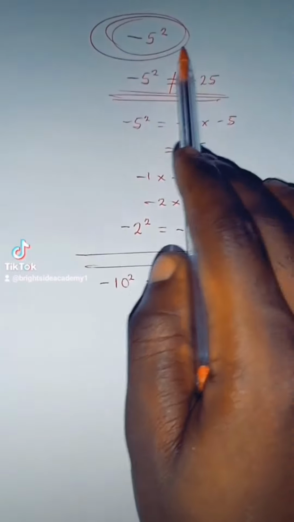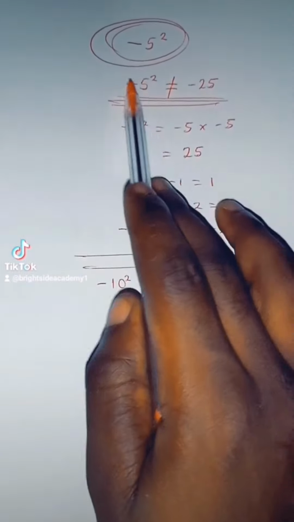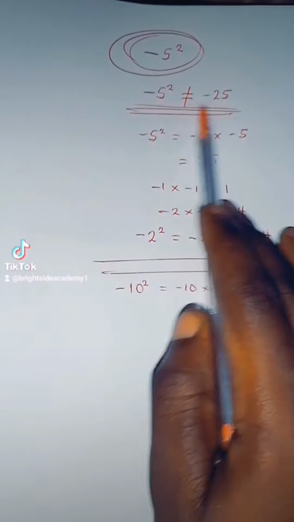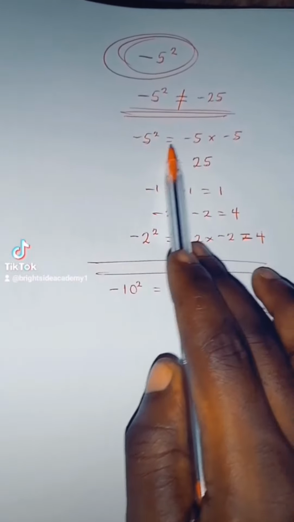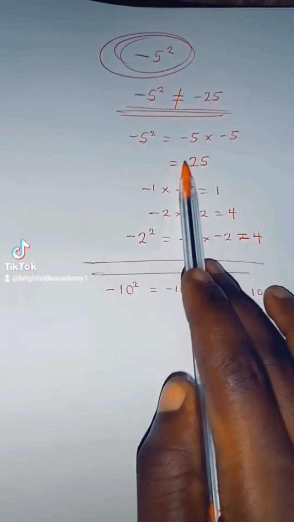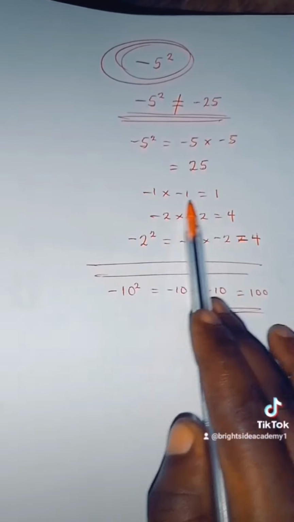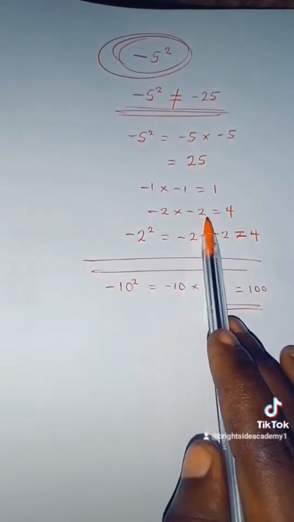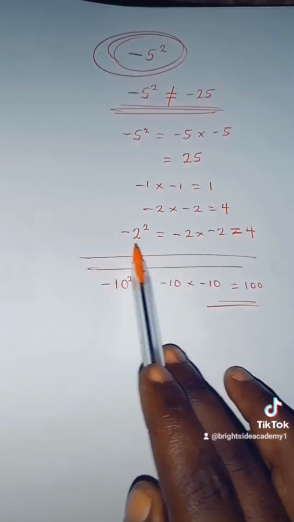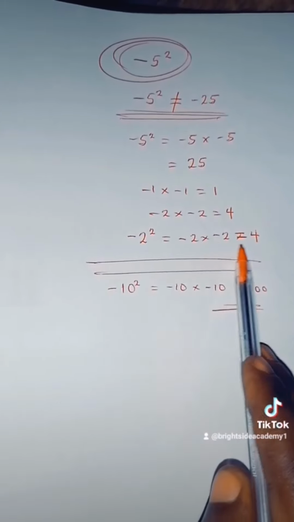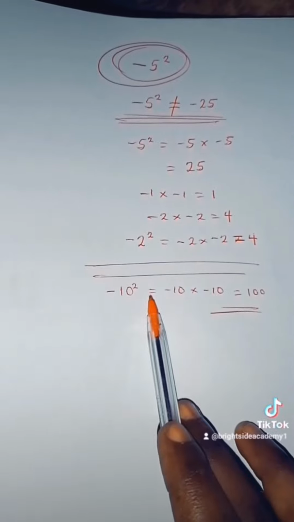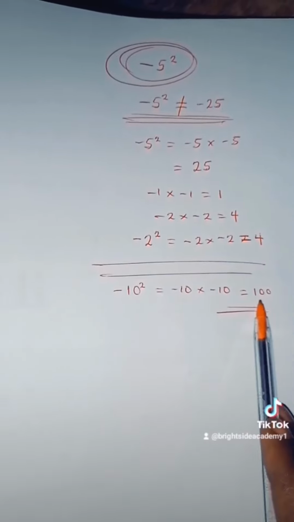All right guys, let's do this real quick. If you have a negative number squared, it's not going to give you a negative answer. If you have minus 5 squared, that equals minus 5 times minus 5, which will give you positive 25. Any negative number multiplied by any negative number will give you a positive answer. So minus 2 squared equals minus 2 times minus 2, which will give you positive 4. So minus 10 squared is going to give you positive 100.